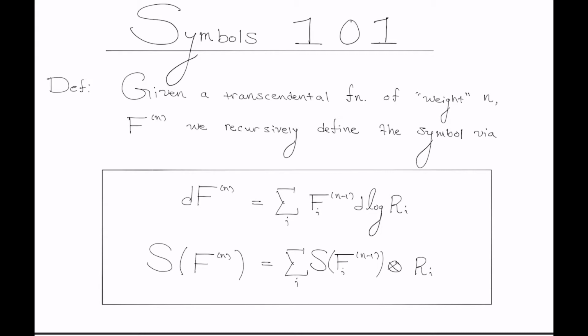And the symbol is defined as such, where the rightmost entry will be the argument of those d logs, and we recursively define the symbol of those transcendental functions as what appears on the left. So given a function successively taking differentials, or given an integral representation and successively taking differentials, you can build the symbol of a transcendental function.